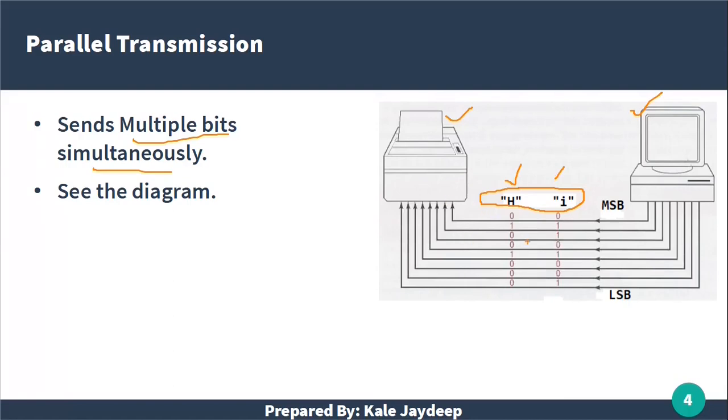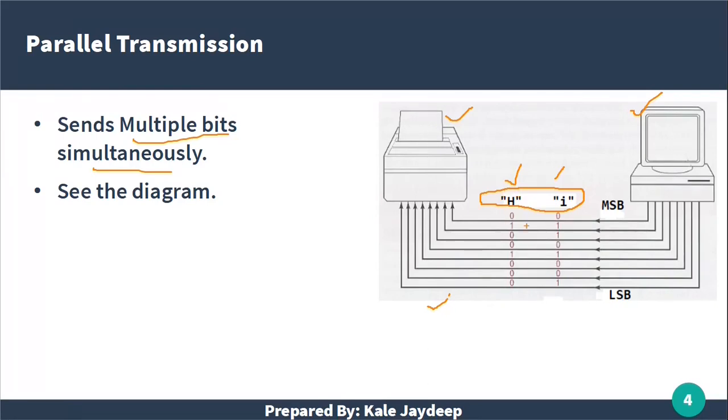In this particular diagram you can see that the computer and printer are connected by many wires. Here we have 8 wires present between the computer and printer. One wire can carry 1-bit data, so 8 wires can carry 8-bit data in parallel, simultaneously.